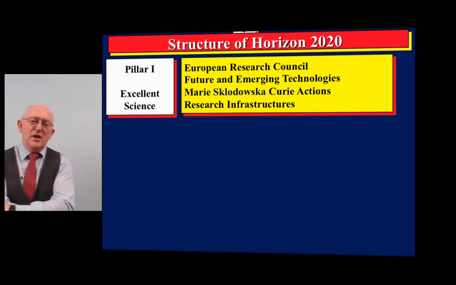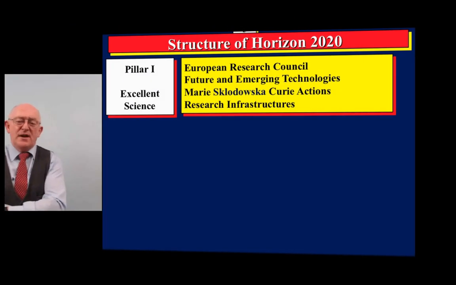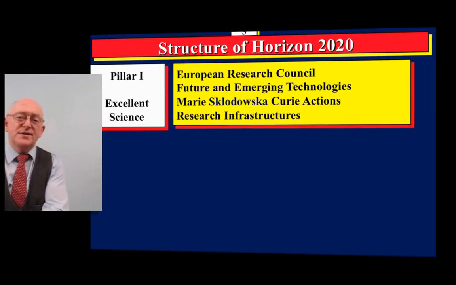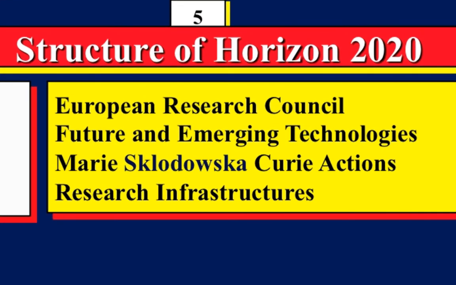Now, Pillar 1 is about making Europe the leader in science. Now, the first program here is called the ERC. Now, these are really, really special grants. They have a unique characteristic in that you do not need a consortium. You can submit a proposal on your own, and you're totally free to submit anything you like. And it deals with fundamental research. And in the following modules, we're going to look at the detailed structure of ERC.